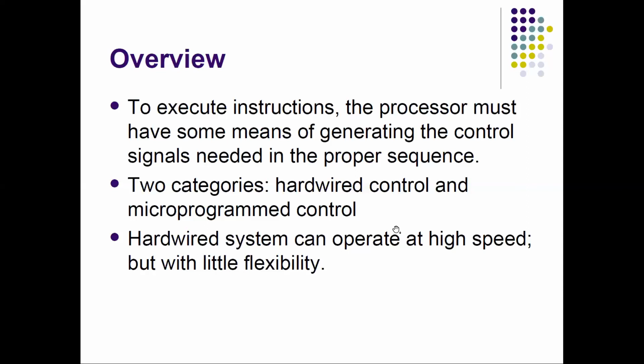To execute instructions, the processor must have some means of generating the control signals needed in the proper sequence. In the previous class, we have read that to execute an instruction, a set of control signals are generated in a proper sequence. So how will these control signals be generated? We have two categories here: hardware controlled and microprogram controlled. The hardware systems can operate at a high speed, but they have little flexibility.